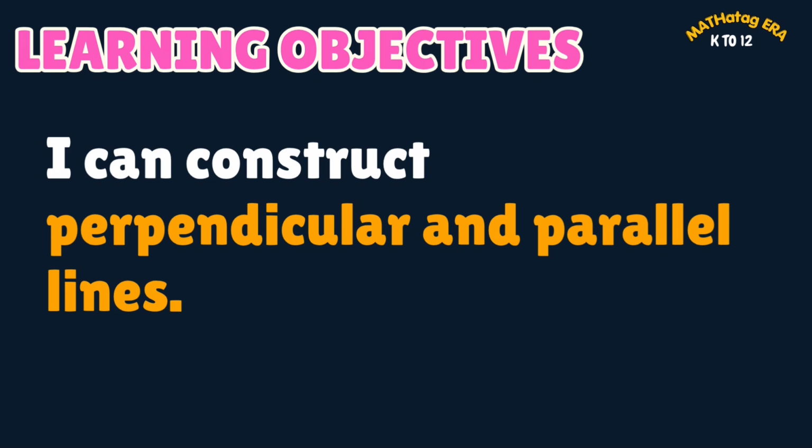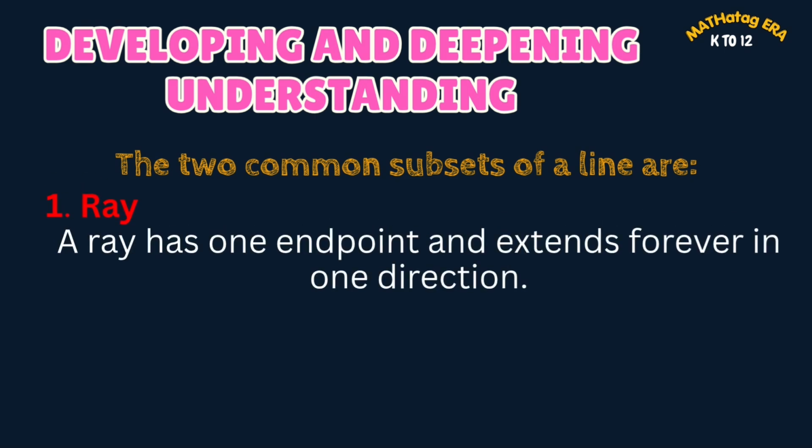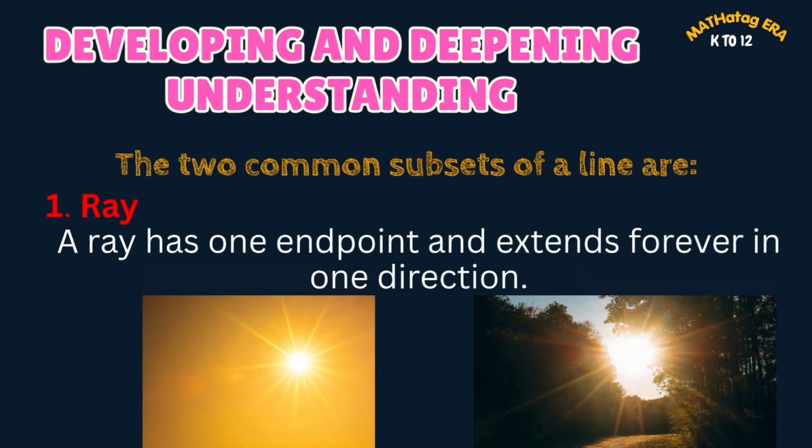Remember that a line extends endlessly in both directions, but sometimes we only use a portion of a line. These portions are called subsets of a line. The two common subsets of a line are ray. A ray has one endpoint and extends forever in one direction. Take a look at the given image. Makikita niyo yung sun. The sun is the starting point and the light continues outward na nakabuo ng linya. A ray has a definite starting point called endpoint and extends without end in one direction.